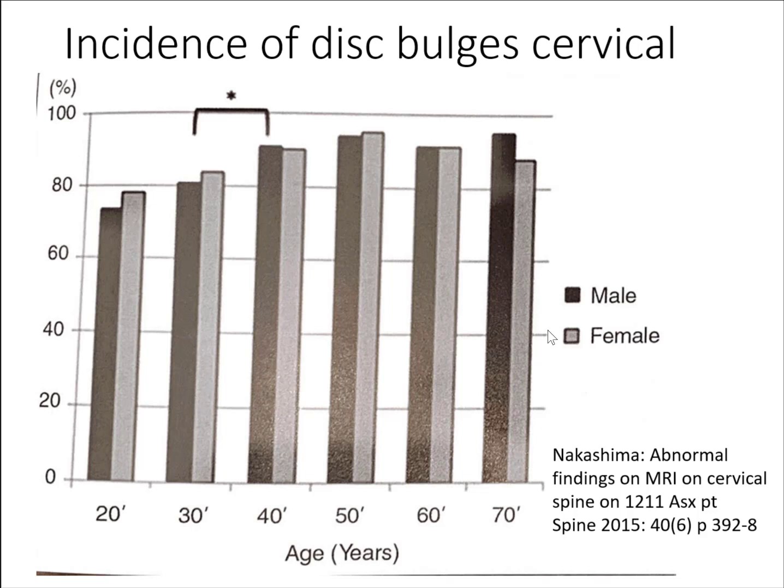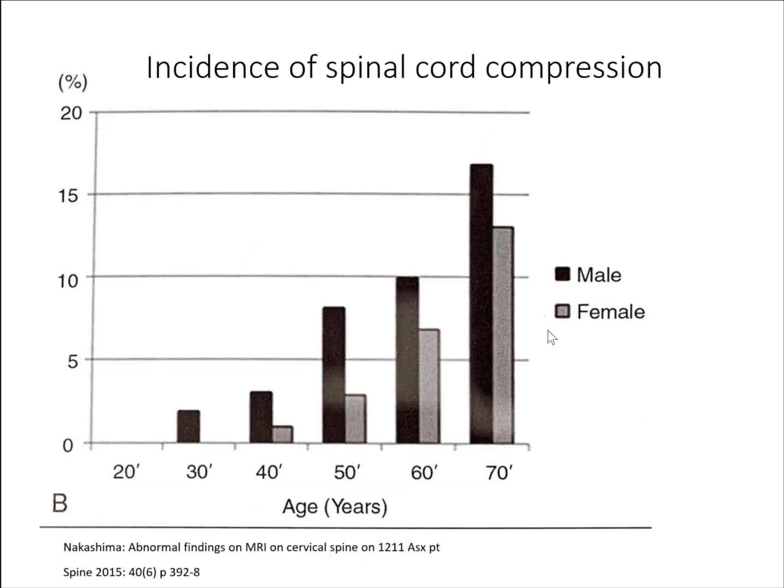Most patients have abnormalities in the discs, so it's very, very common and probably normal to have abnormalities on your MRI scan. But the incidence of spinal cord compression is not so high at the age of 50, less than 10%. But as you get up to 60, 70-year-old, and a lot of our patients are 70, we say probably a third, maybe half.